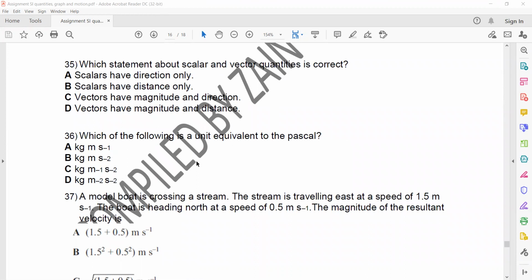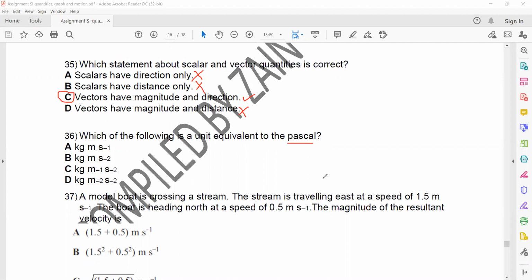Question 35. Which statement about scalar and vector quantities is correct? Scalars have direction only. Vectors have magnitude and direction. Vectors have magnitude and distance. So scalars do not have direction, so that's not correct. Vectors have magnitude and direction. So C is the right answer. Magnitude and distance, that's wrong.